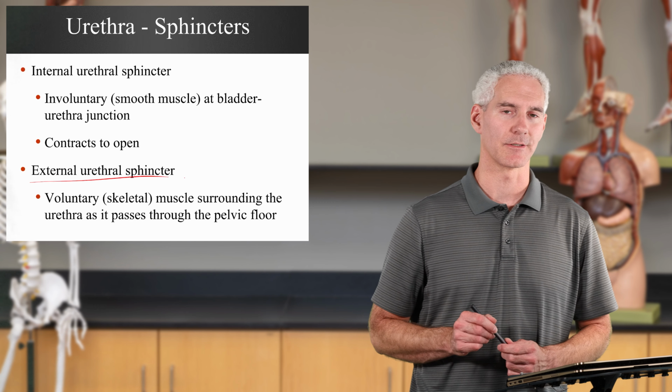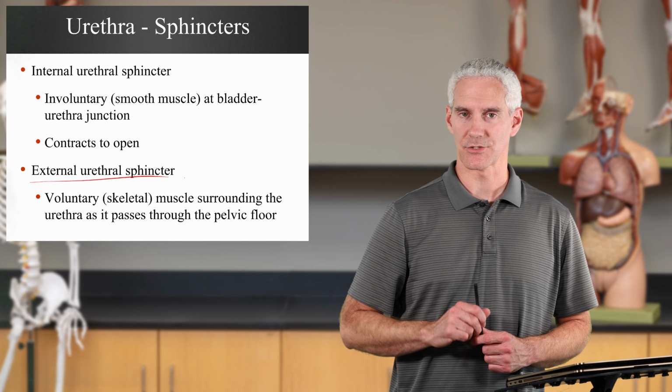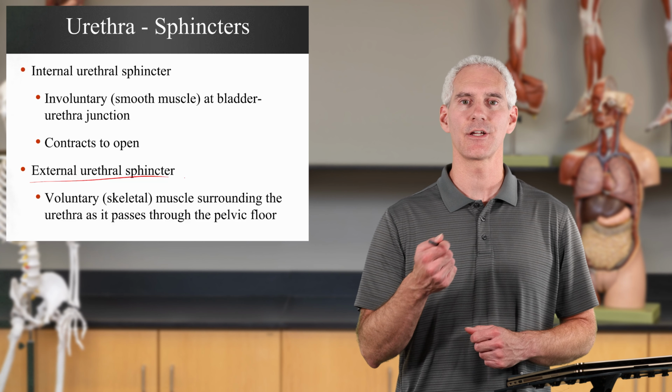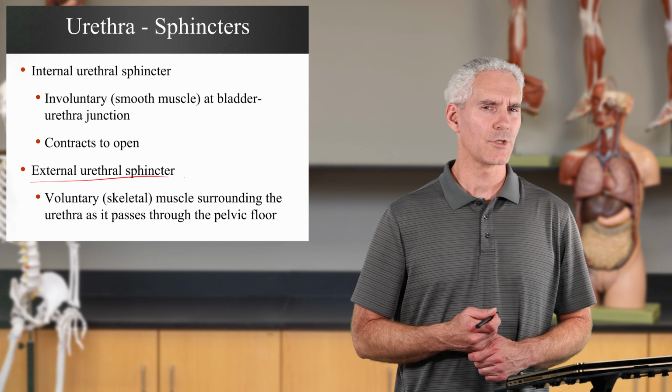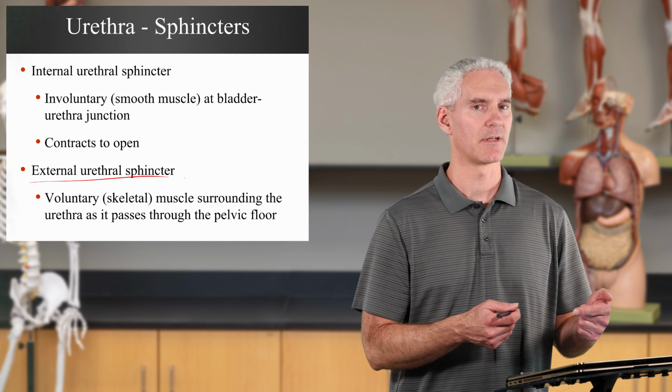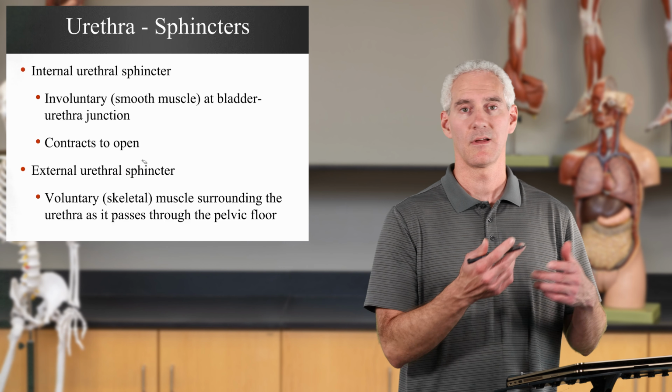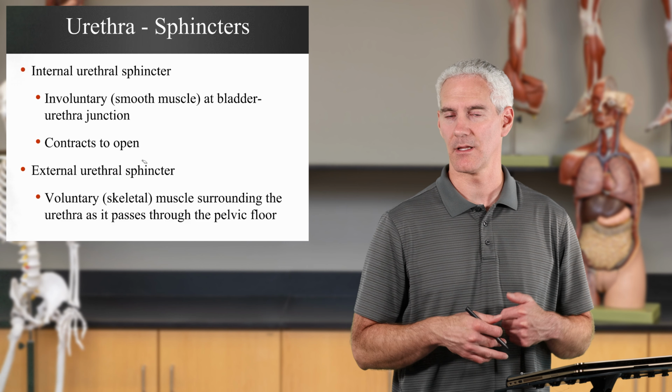External urethral sphincter. This one you do have control over. The external urethral sphincter is a voluntary control system, which means you have to open both the sphincters for urination to occur though. So we have smooth muscle, involuntary, skeletal muscle, voluntary.